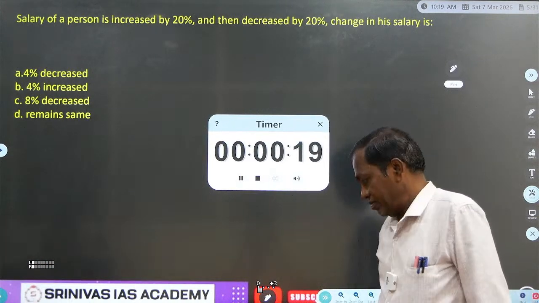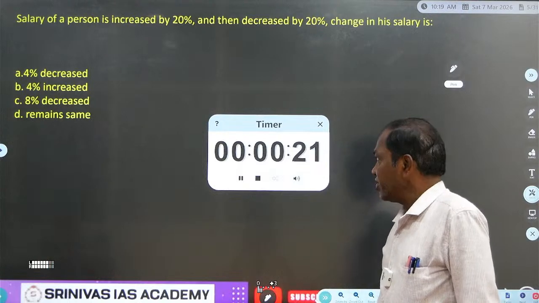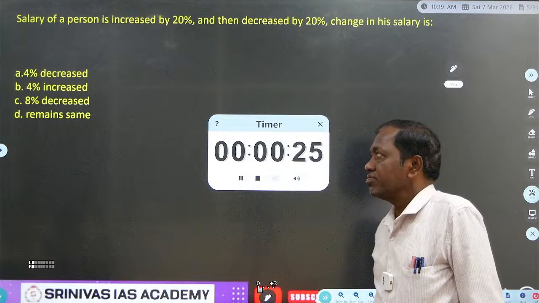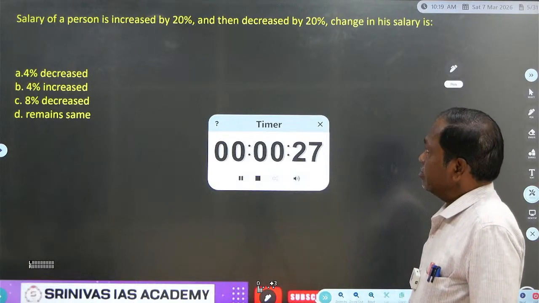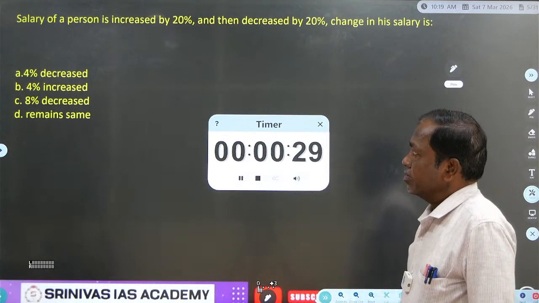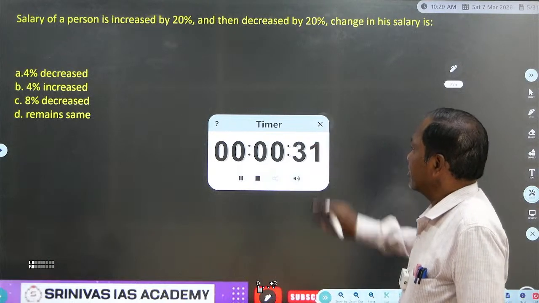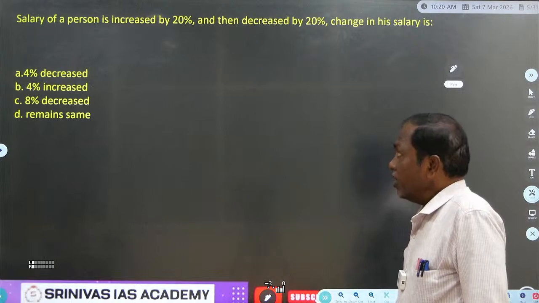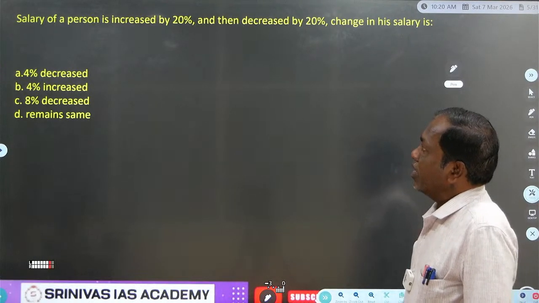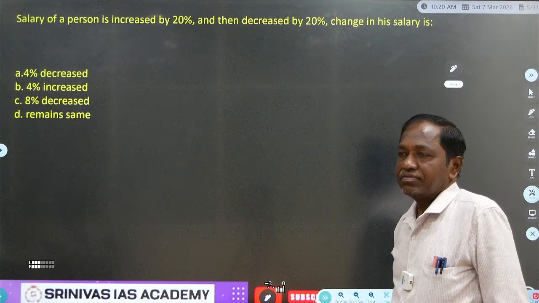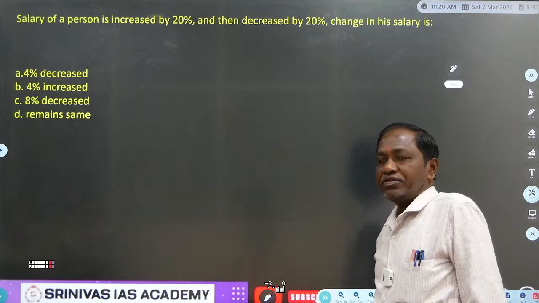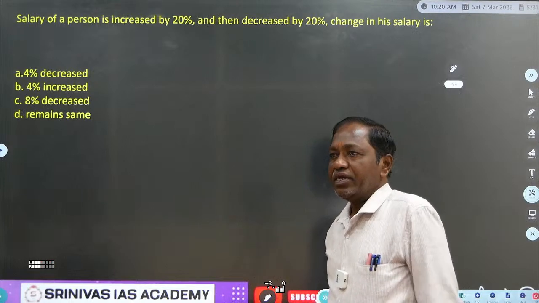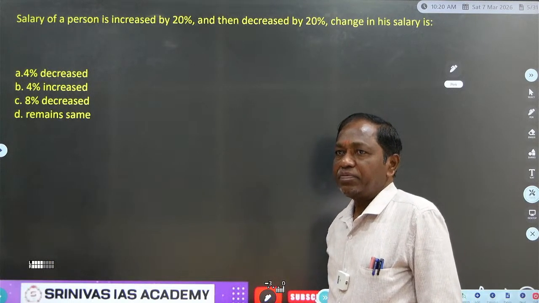A concept is involved here. 4% increase, 4% decrease. Answer is yes. But how? Yes, how did you do that? Sir, assume his salary as 100 rupees. Yes. So when something is not given, assume the salary to be 100.